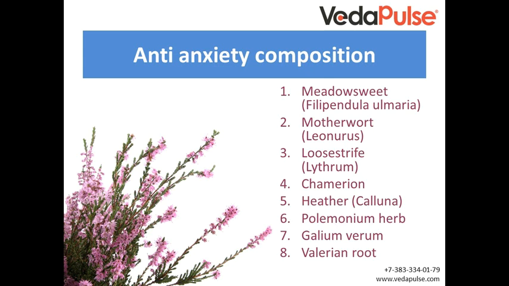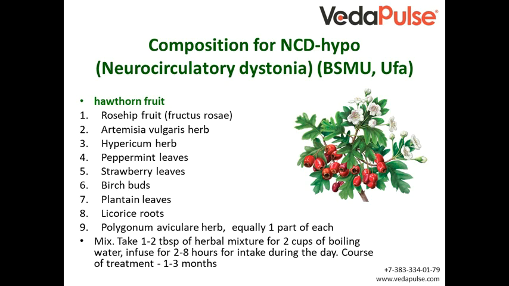Also, the patient may suffer from hypertensive crises, a decrease or increase in blood pressure, and we also should prescribe plants that would help to prevent the problems associated with hypertension. And here you can see the list of plants recommended for vegetovascular dystonia by hypotonic type, where the blood pressure falls down to 90 over 60. This composition was developed by a specialist of Bashkir Medical University. It includes hawthorn, rosehip, artemisia, hypericum, peppermint, strawberry leaves, birch bud, plantain, licorice, and so on. The plants are supposed to be used in equal proportions.